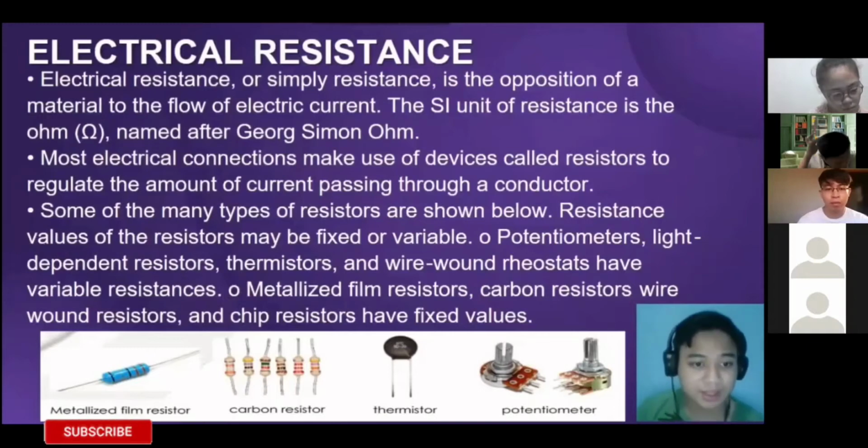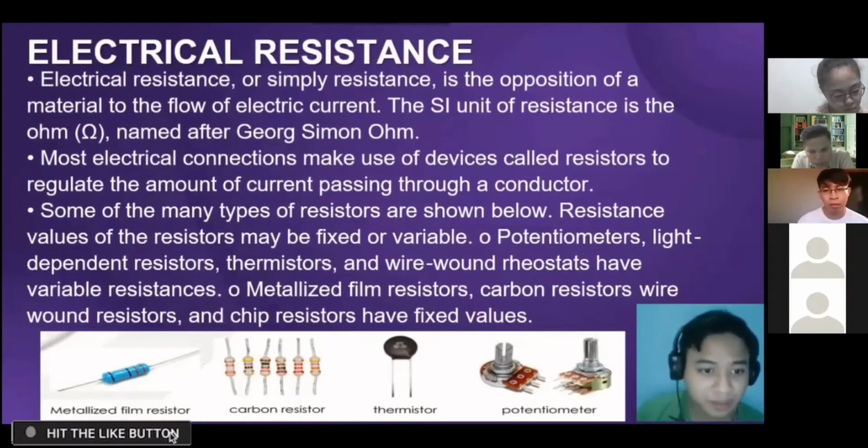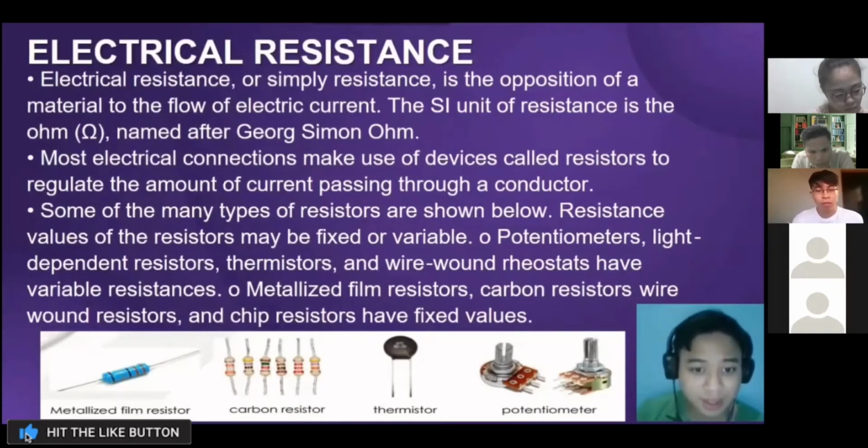In simple words, resistance is an important factor in an electronic circuit, which means higher resistance makes the current flow more difficult, and lower resistance makes the current flow less difficult.